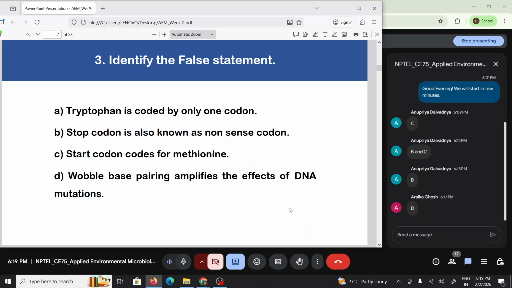So now we'll move to the third question. Again, you have to identify which of the following statements is false. The statements are that tryptophan is coded by only one codon, stop codon is also known as nonsense codon, start codon codes for methionine, and wobble base pairing amplifies the effects of DNA mutations. Which of the statements are false?